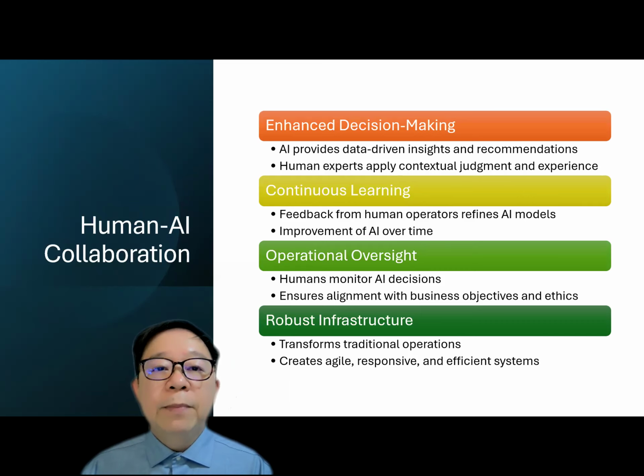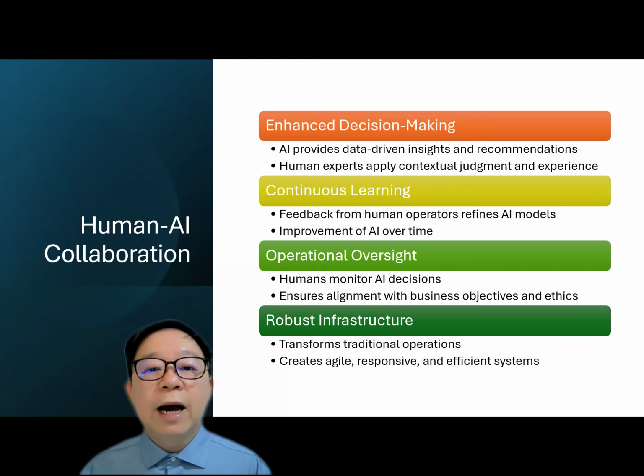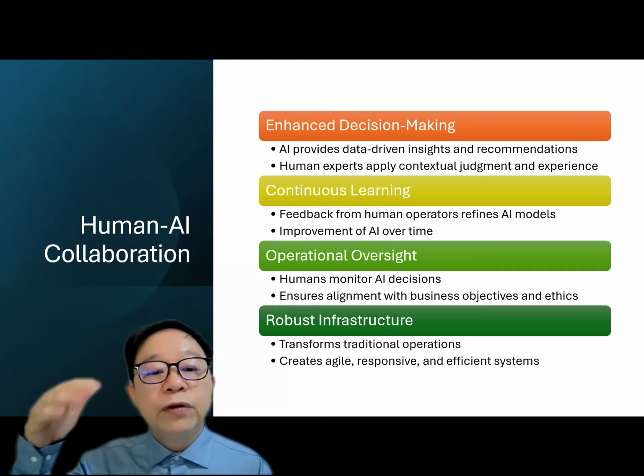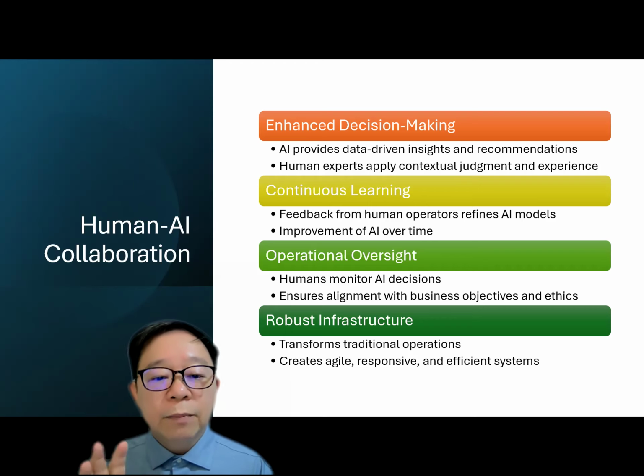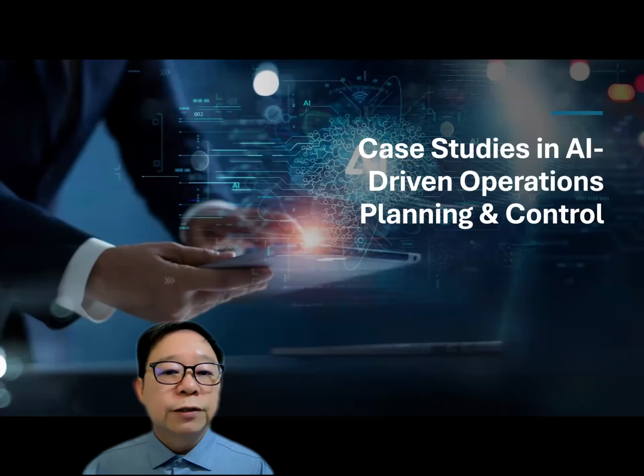So remember, I don't believe AI is going to replace humans. Never. Also, I don't think humans can survive without AI. So it's human and AI collaboration, working very well together. With AI, human entrepreneurs are able to enhance decision making, do continuous learning, and also have a better picture of the whole operation scenario. We call it operational oversight. And of course, we're able to transform the traditional operation into a very robust, very advanced infrastructure.